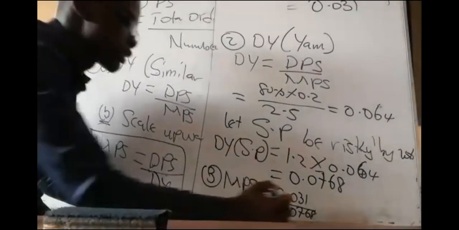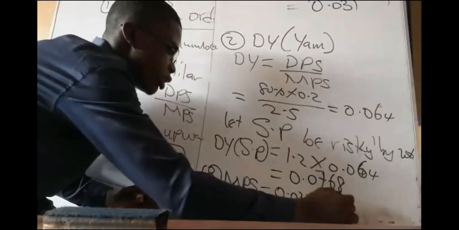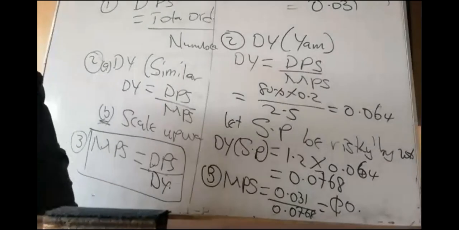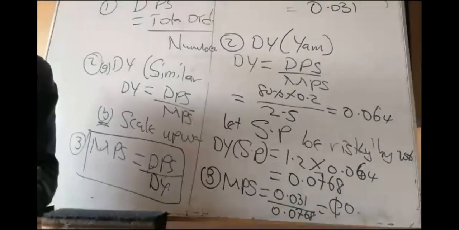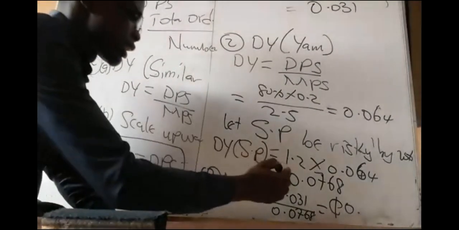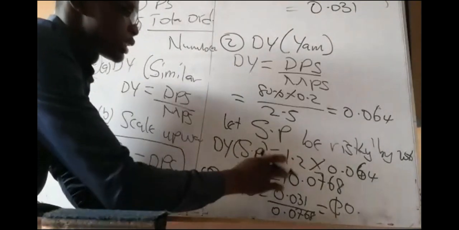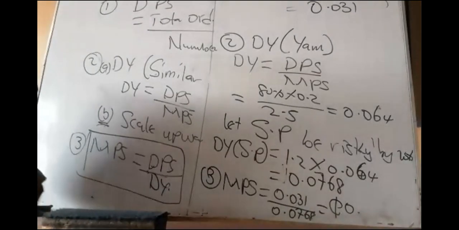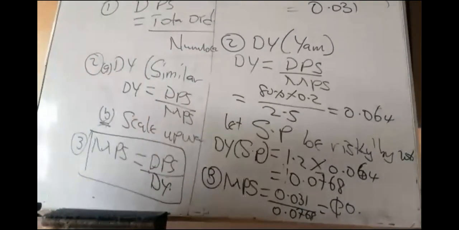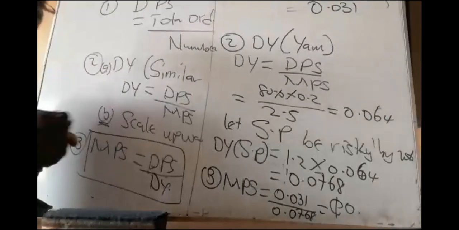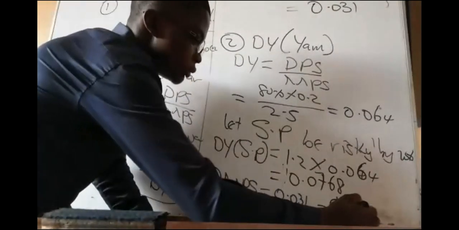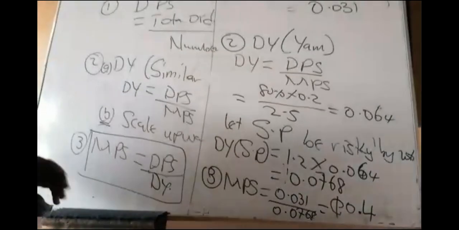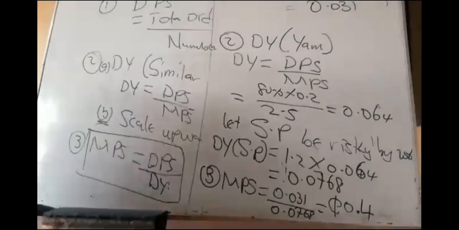And that will give us a price of Ghana cedi 0.something. Can you check how you get this answer for me? Sorry, that is correct. So finally, the answer is 0.4. So we are done with the dividend yield method.